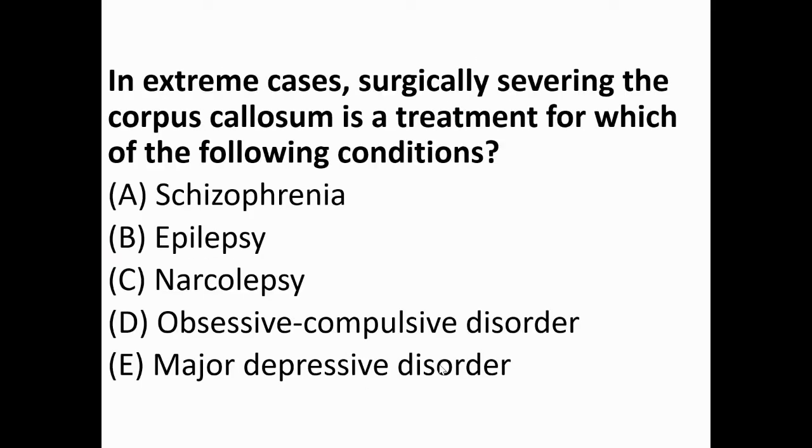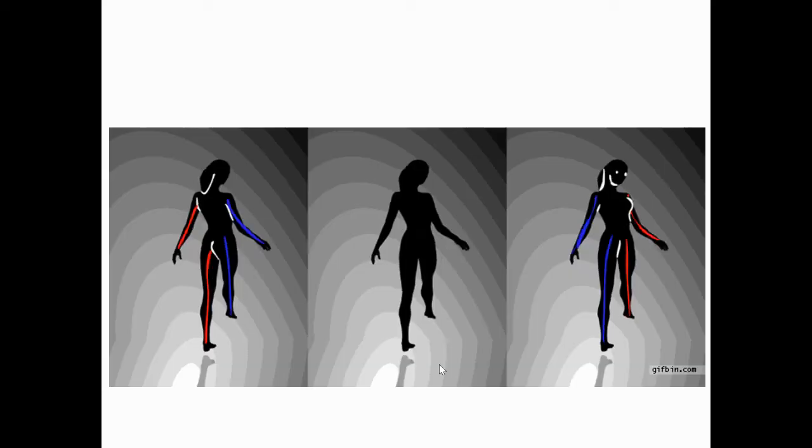What that means is that the left and the right side of your brain aren't communicating. So in extreme cases, surgically severing the corpus callosum is a treatment for which of the following conditions? And the answer is epilepsy, B. Now, that's not very common, okay, but it does happen.